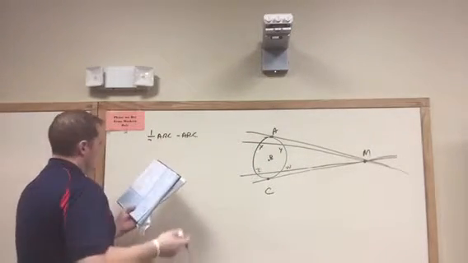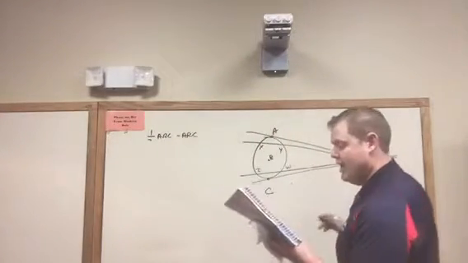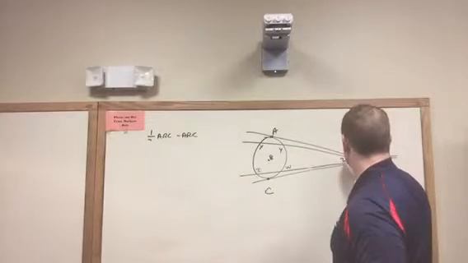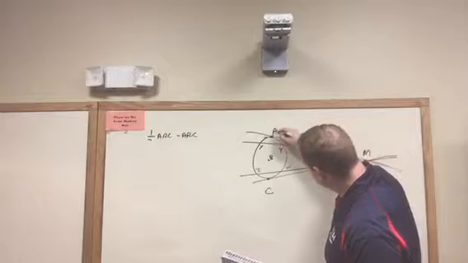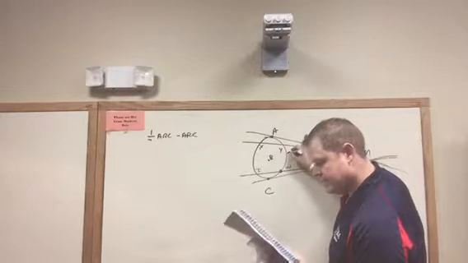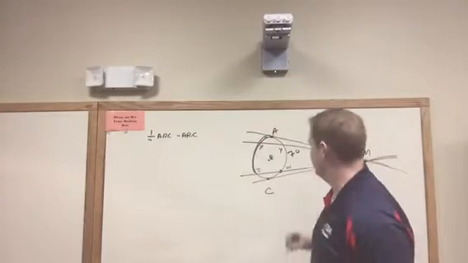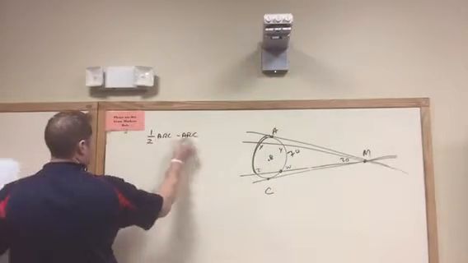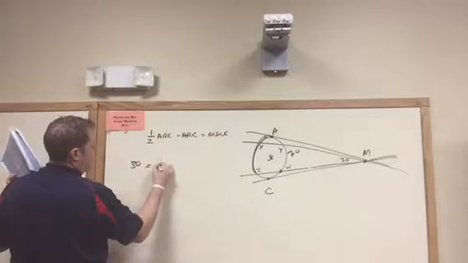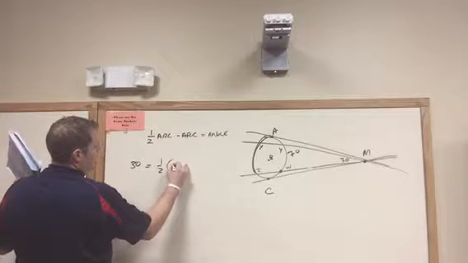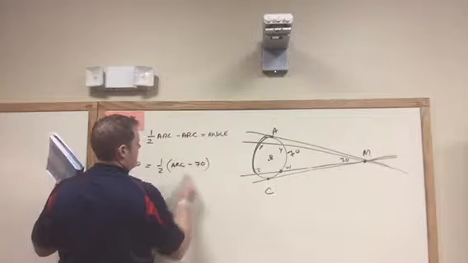Okay, next problem. Once again, outside, arc minus arc. They give us the angle is 30. AW, so from here to here, is 70. It wants us to solve ZA. So 30 equals 1/2 arc, because we don't know what the big one is, right? Minus the second one, which is 70.